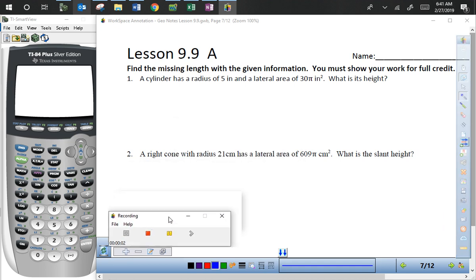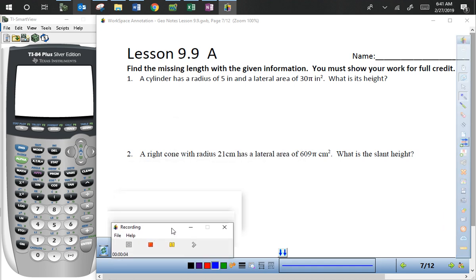Alright folks, today we're going to be talking about using all of the formulas we've learned so far to work backwards. So we're solving for a missing length or a missing piece of our formula. Okay, so what I want you to do is grab out your yellow sheet, calculator, pencil, and we'll get started.